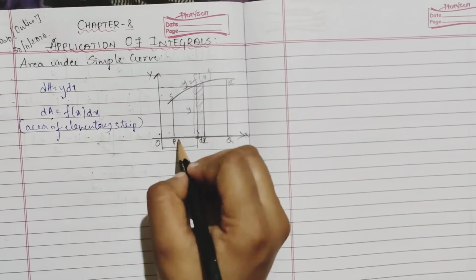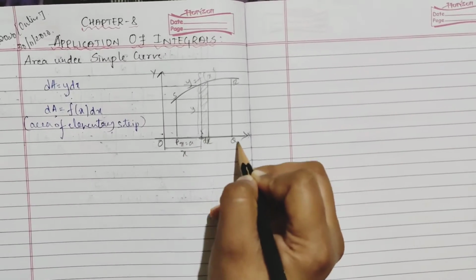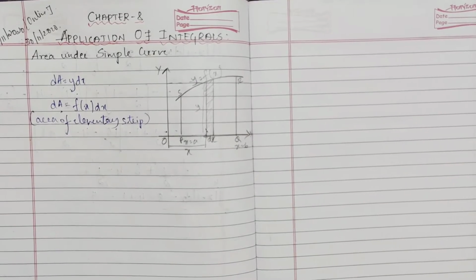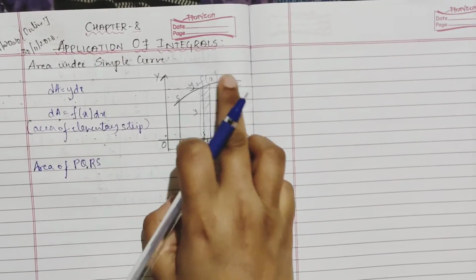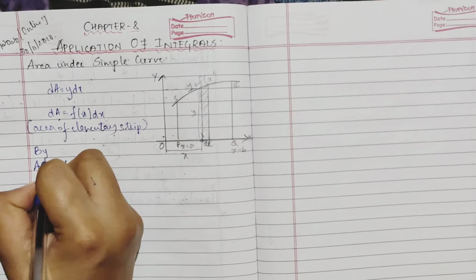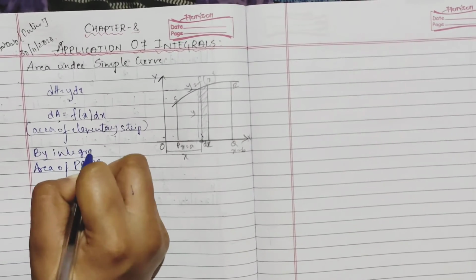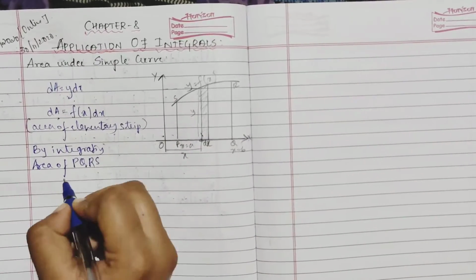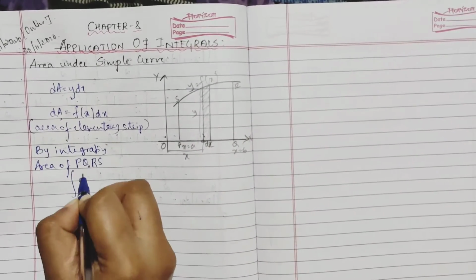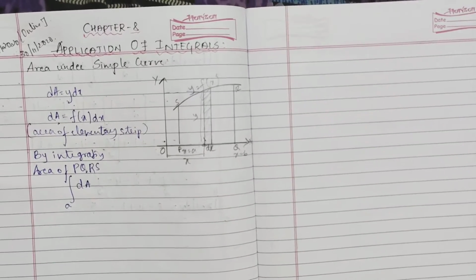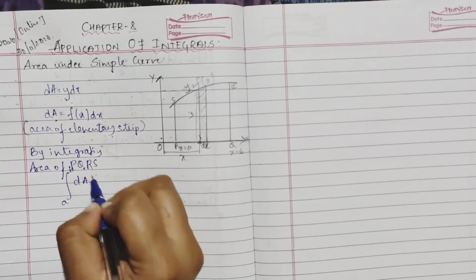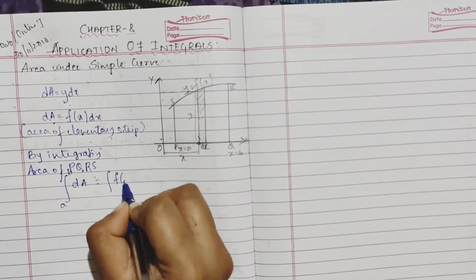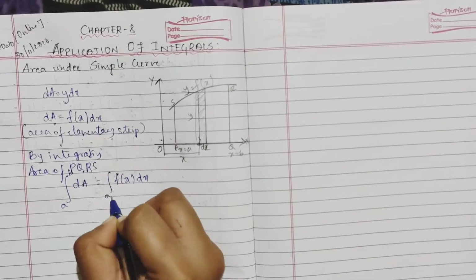Before that we should know x is equal to a and x is equal to b, the limits. So how will you find the area of PQRS? By integrating, from x is equal to a to b. So it will be the integral of dA from a to b, and dA is nothing but f of x dx. So f of x dx from a to b.